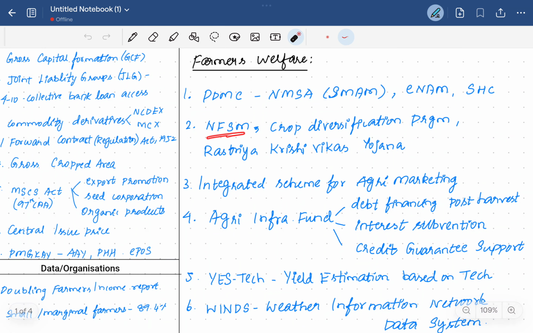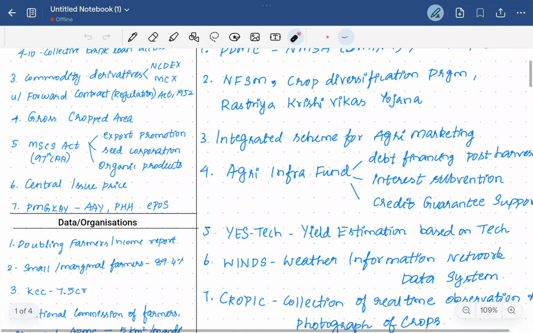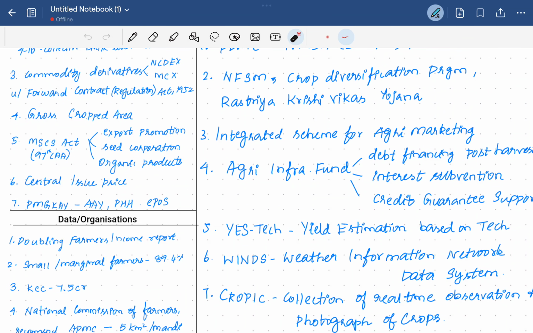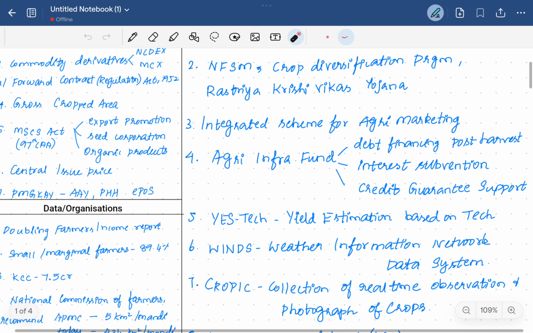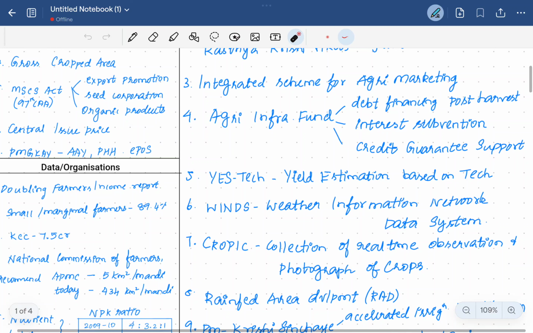Then the National Food Security Mission, Crop Diversification Program, Rashtriya Krishi Vikas Yojana. These are some of the schemes which you can recall by yourself. Then the Integrated Scheme for Agri Marketing. Then the Agri Infrastructure Fund is created for debt financing of post-harvest infrastructure, and the interest subvention scheme and credit guarantee support schemes. These are some of the schemes which you just go through yourself. You can reproduce them in answer writing.